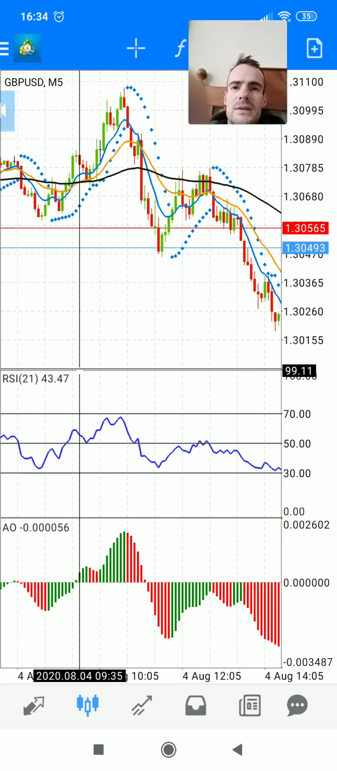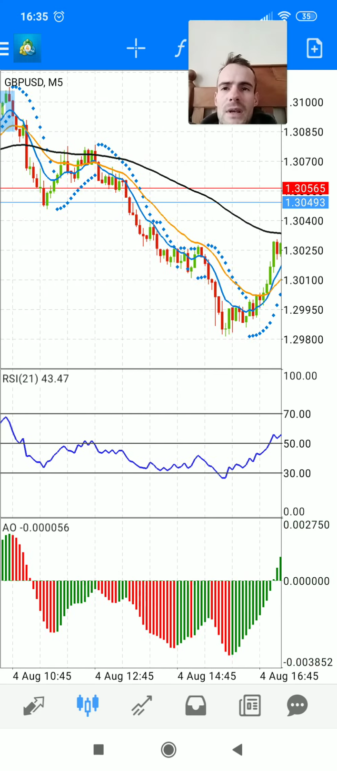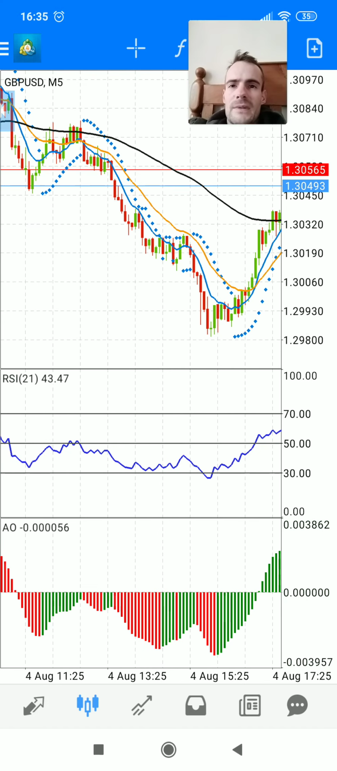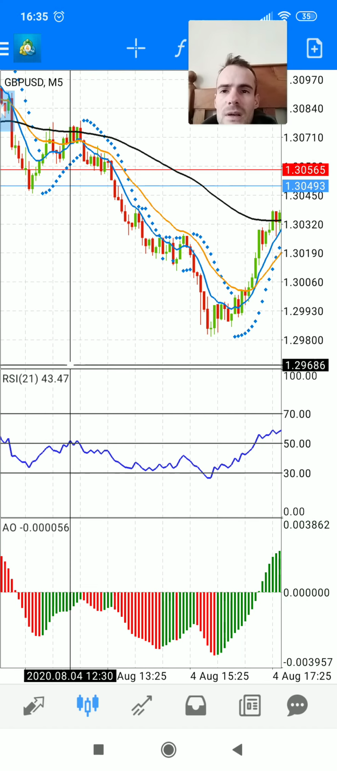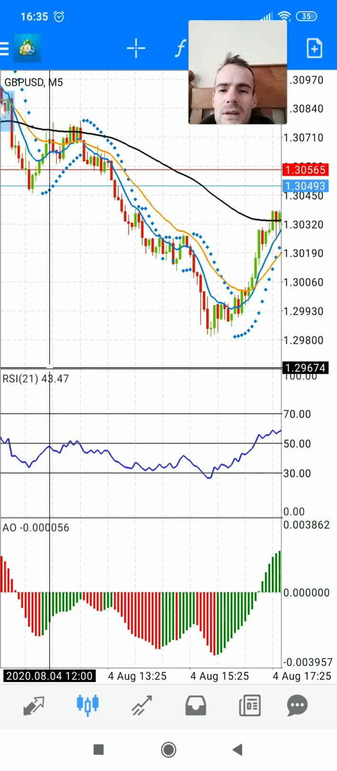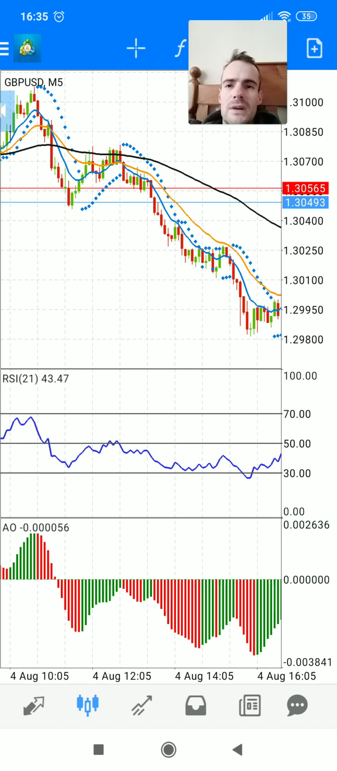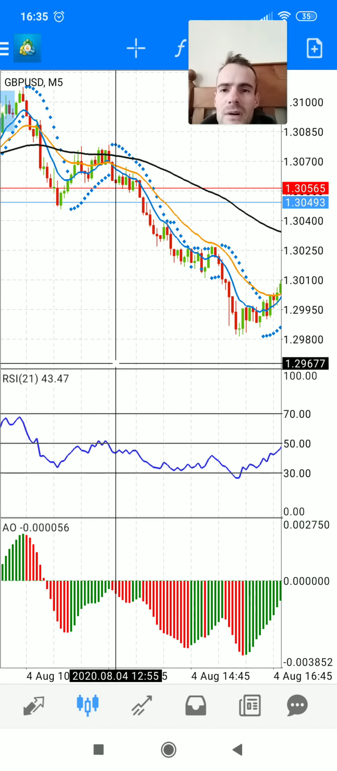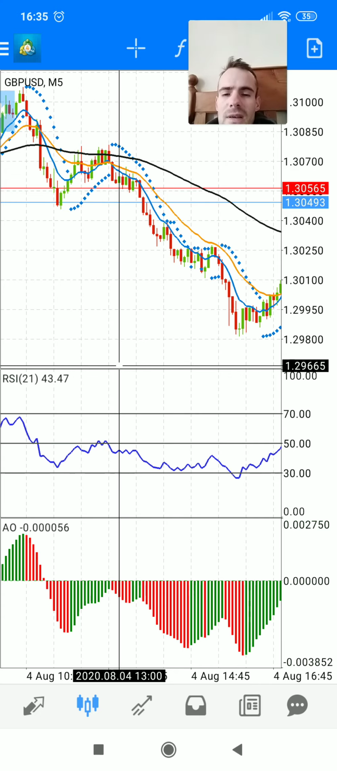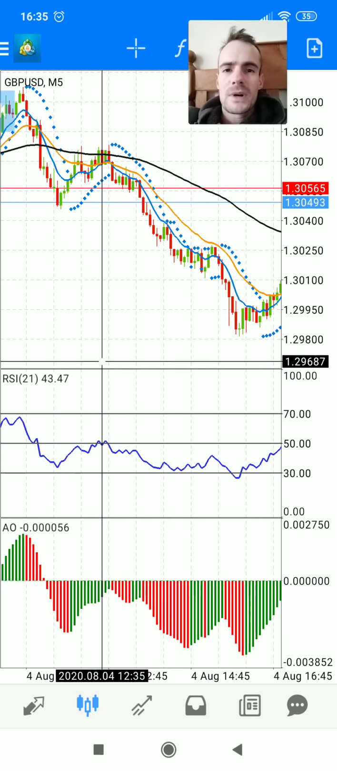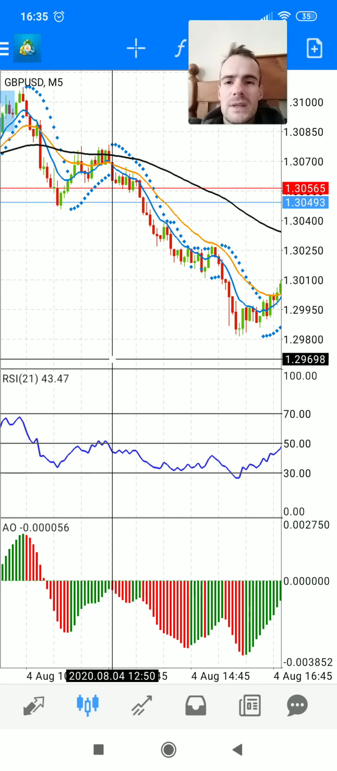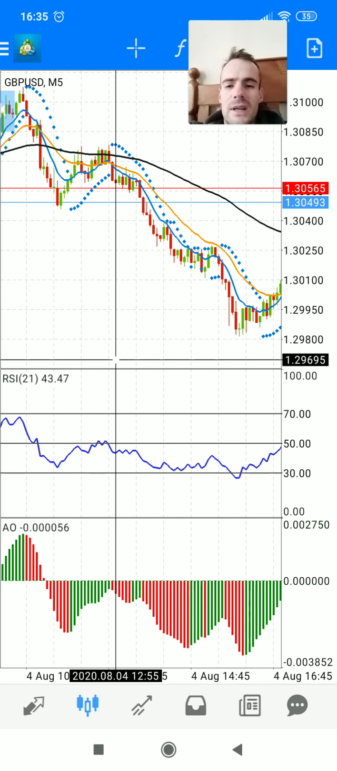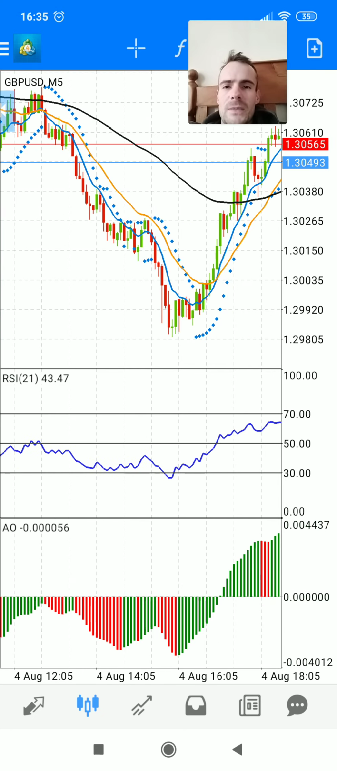So look at this drop over here. Price is below the 90 period EMA. We got a crossover of the 8 and the 20. We can see that price broke below the 50 level on the RSI. We can see that the awesome oscillator turned red and is below the 0. Look how the market fell.